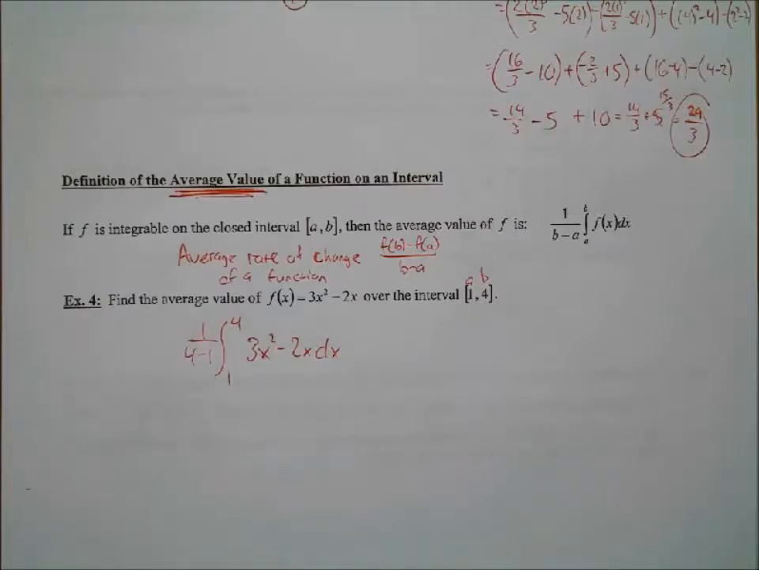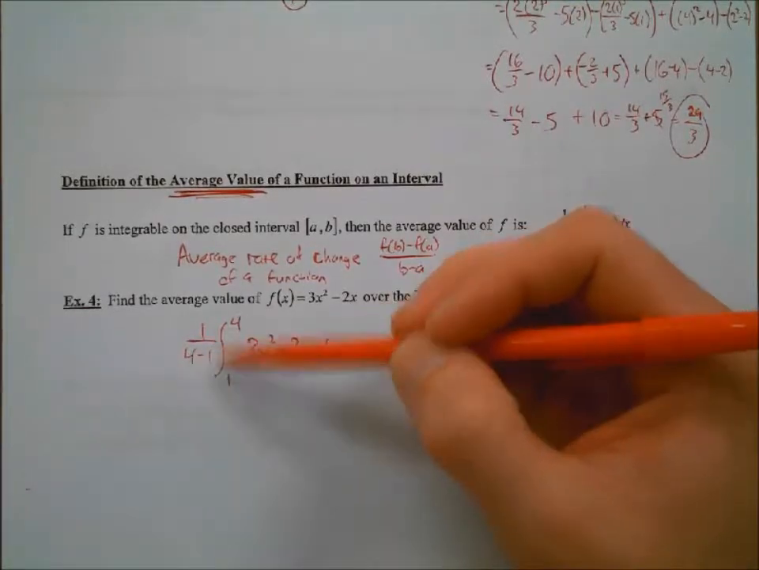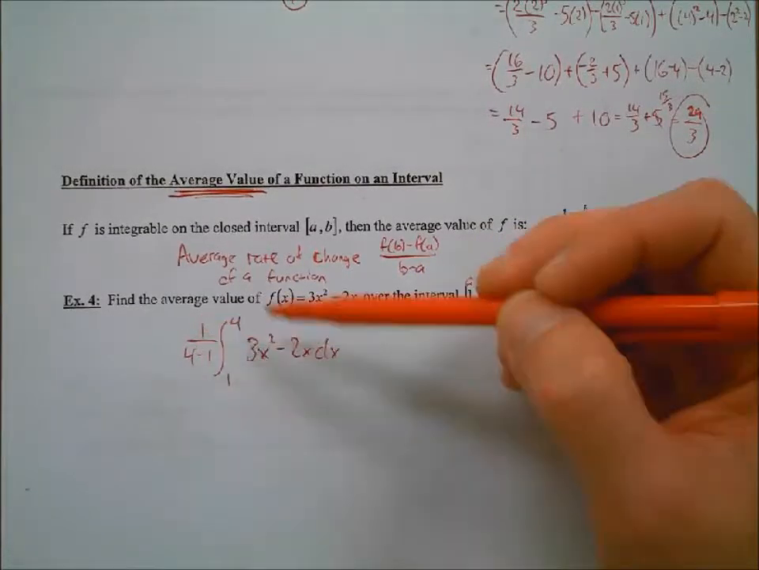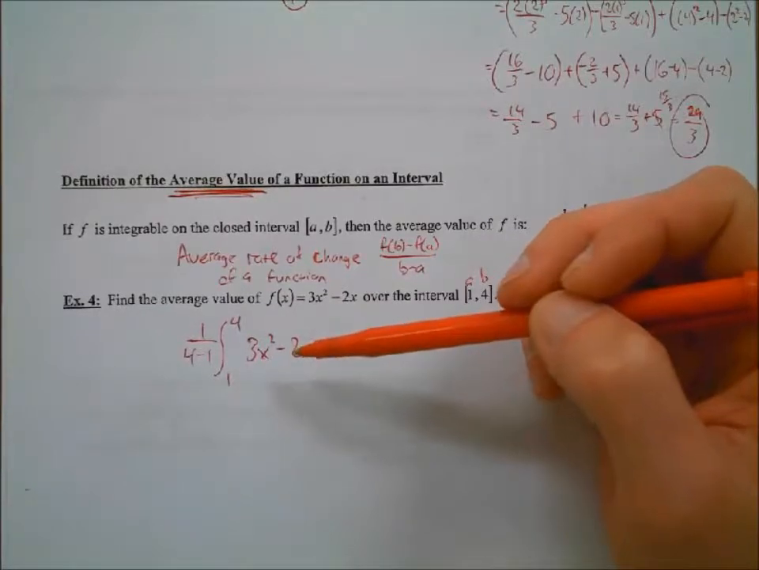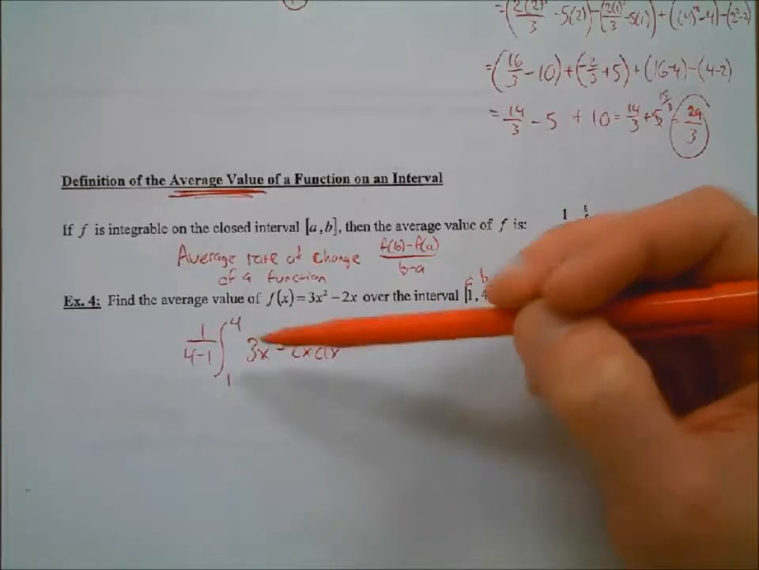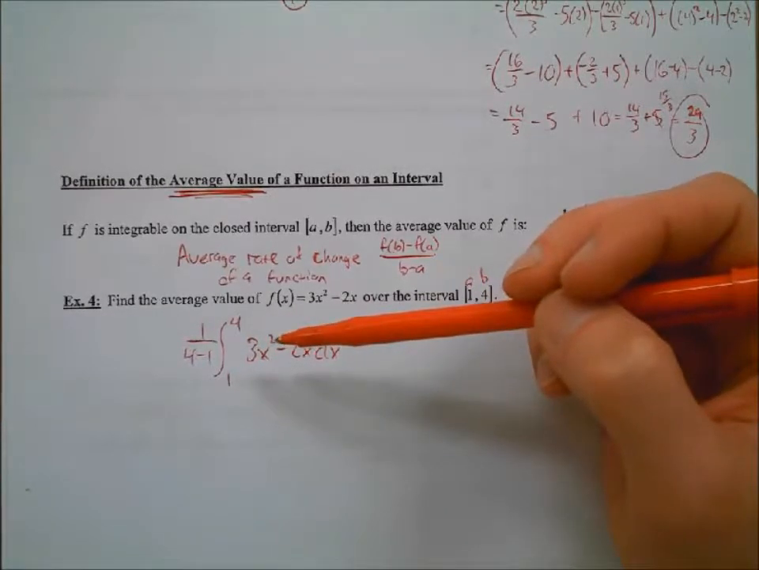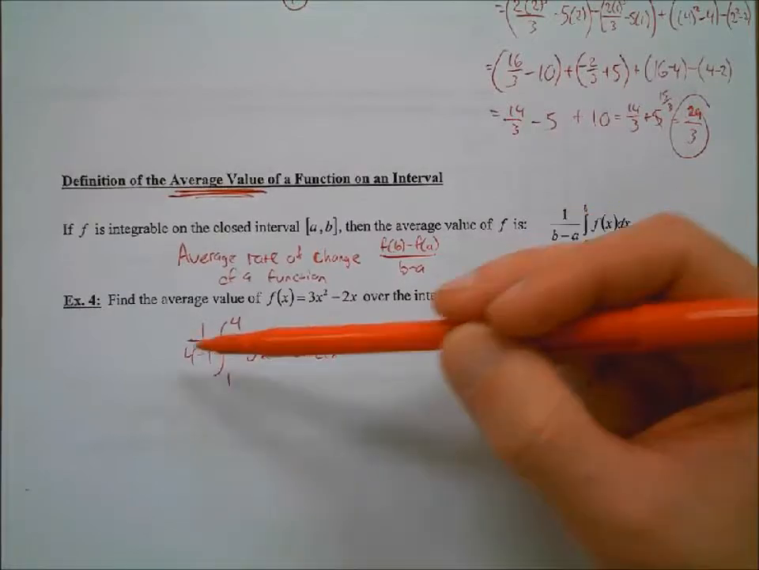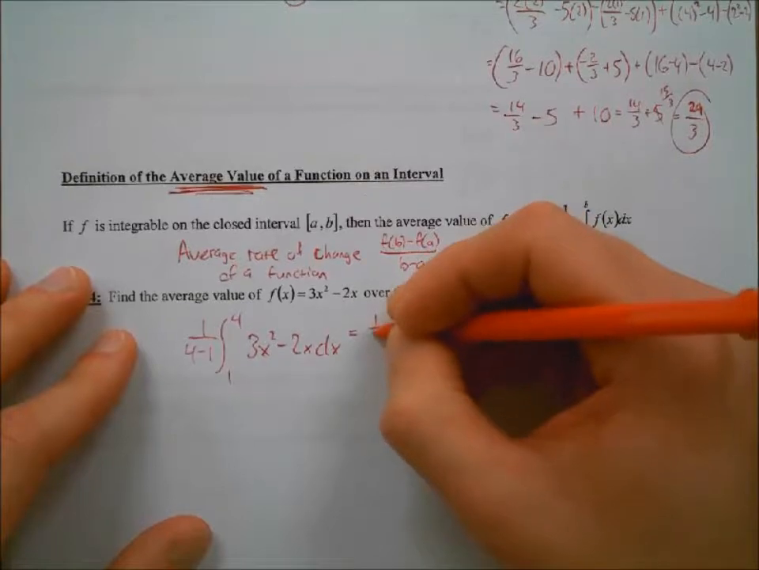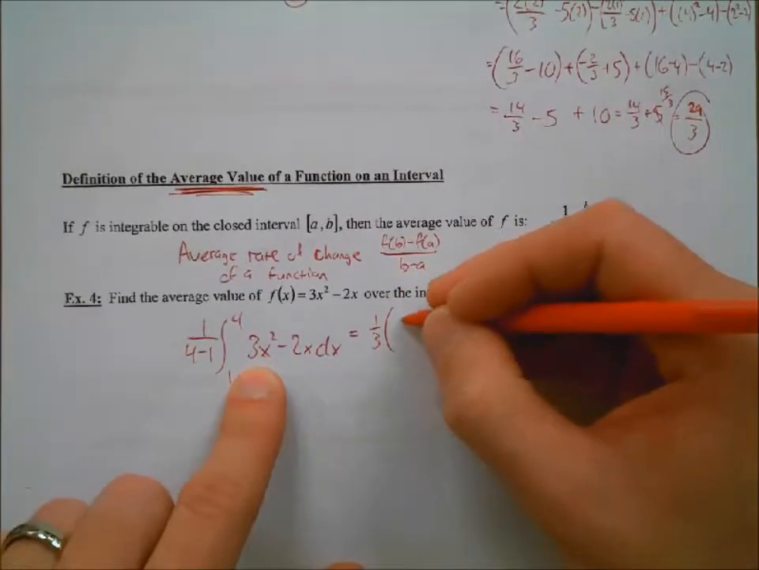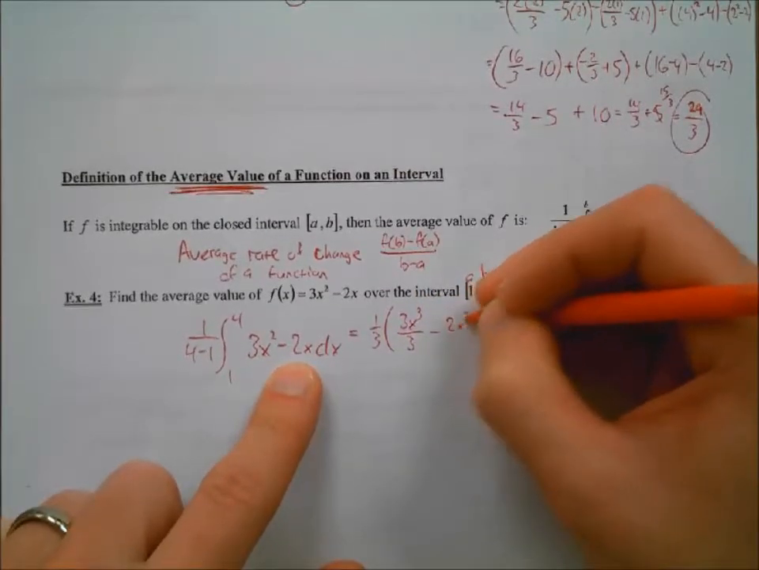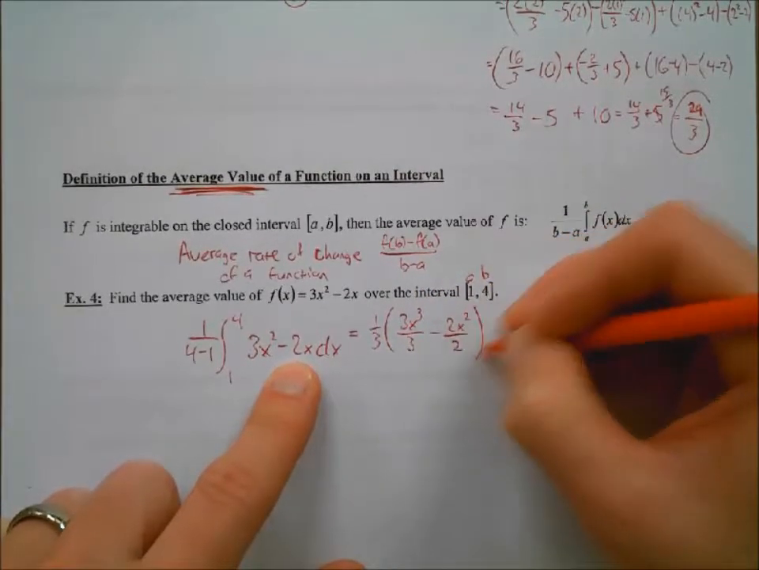It's up to you with what you want to do with this 1/3 out front here. You may distribute the 1/3 through the problem and then integrate. That's fine, okay? Because this is just a coefficient. So you could distribute the 1/3 through the integrand and then integrate it with that. Or you can integrate what you've got here and then just distribute the 1/3 through it afterwards. So it's kind of like up to you how you want to handle things here. I'm going to leave the 1/3 out front and integrate it as it's written. So we'll have 3x to the third over 3 minus 2x squared over 2, and then evaluate that from 1 to 4.